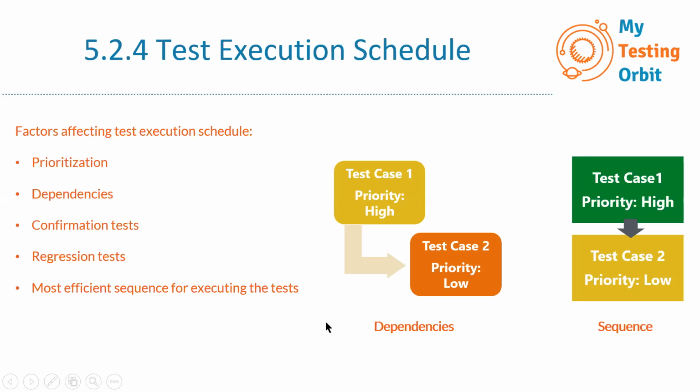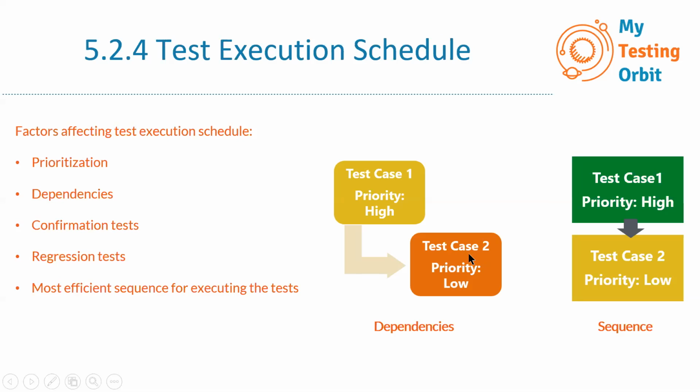For example, if you see this part, if we have two test cases and the priority of the first test case is high and the priority of the second test case is low, as per the rule of prioritization, we should be running test case one first. But if this test case is dependent on the execution of this one, then regardless of the priorities, we have to run test case 2.